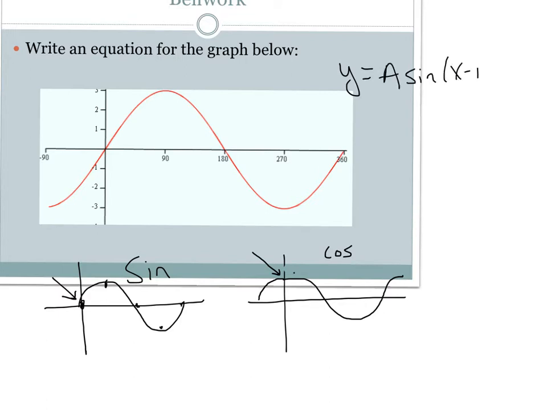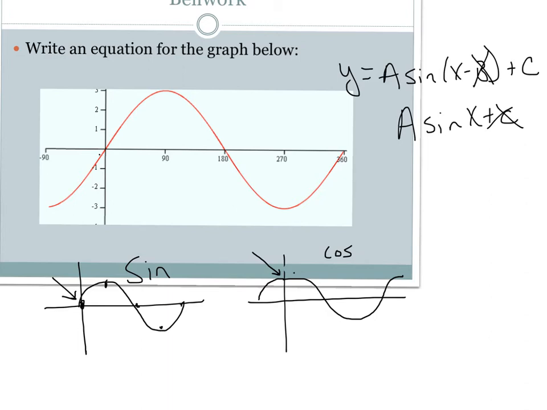So I'm going to create this standard format here and see if we've got anything going on. I still have this starting point here and here, so I'm not shifting to the right or to the left at all. So this is not going to be a part of it. Did this move up at all? Where's the middle of the graph? Is the middle of the graph still pretty much at 0? Yes, it is. So nothing there.